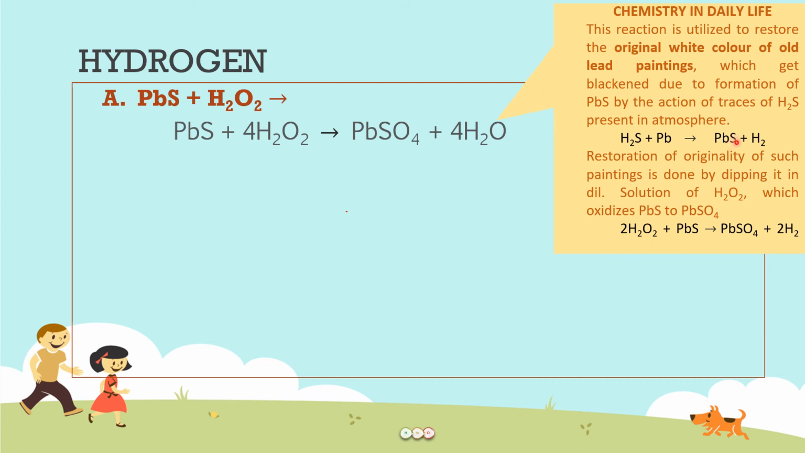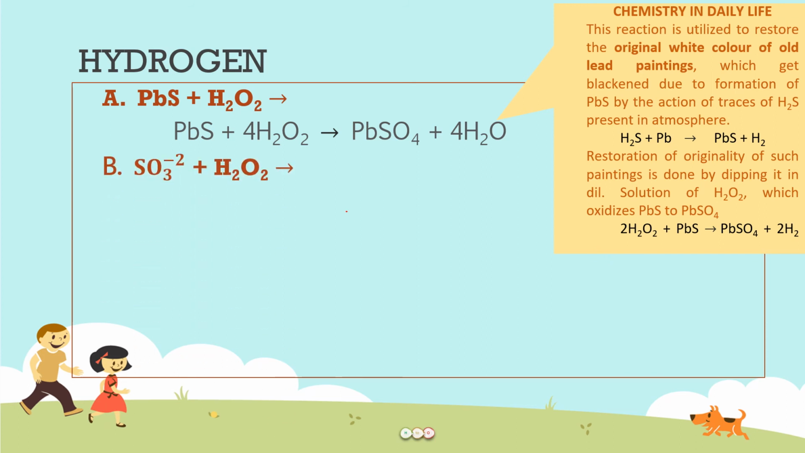When we want to restore the white color of the lead paintings, we dip them in a dilute solution of H2O2, which oxidizes PbS to PbSO4 according to this reaction. That is how we restore the white color of the lead paintings which have become blackened after some time. So this is an important application I wanted to share with you.